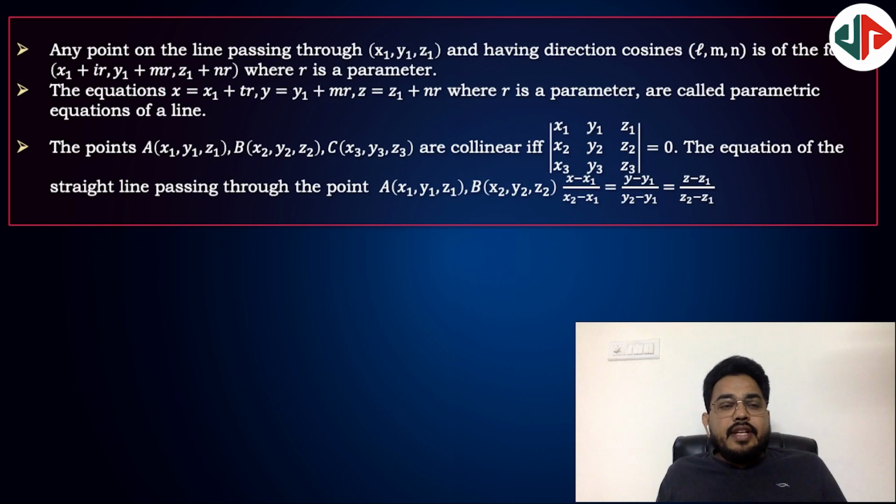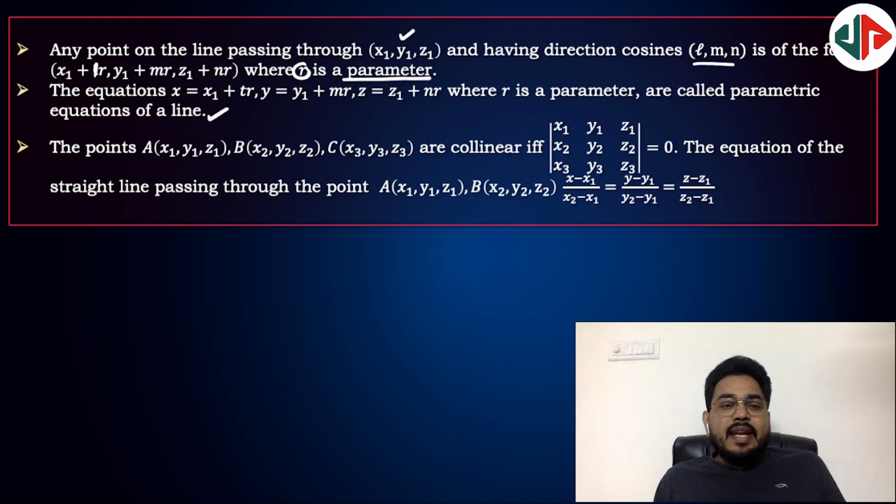Okay? Look here. Any point on the line passing through (x1, y1, z1) having the direction cosines l, m, n is of the form (x1 + lr, y1 + mr, z1 + nr), where r is a parameter. So this is a point which is r units away from (x1, y1, z1). This is also the parametric form of the line.